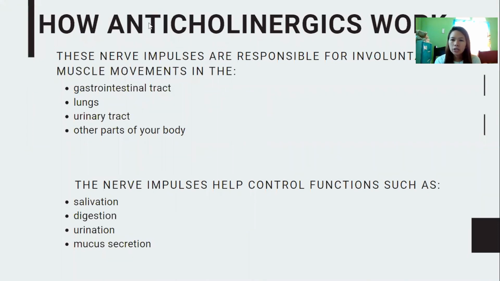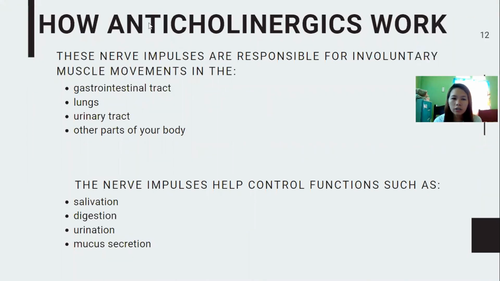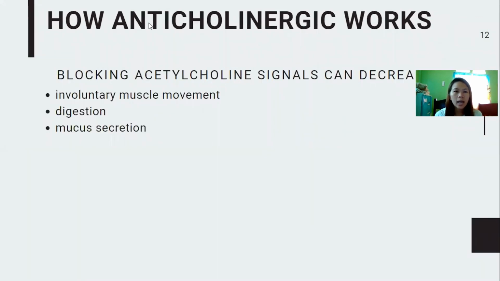How do anticholinergics work? These nerve impulses are responsible for involuntary muscle movement in the gastrointestinal tract, lungs, urinary tract, and other parts of your body. The nerve impulses help control functions such as salivation, digestion, urination, and mucus secretion. Blocking acetylcholine signals can decrease involuntary muscle movement, digestion, and mucus secretion.